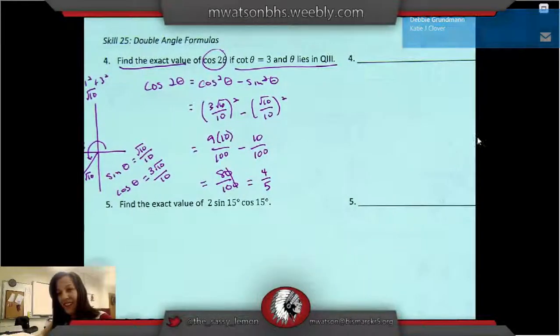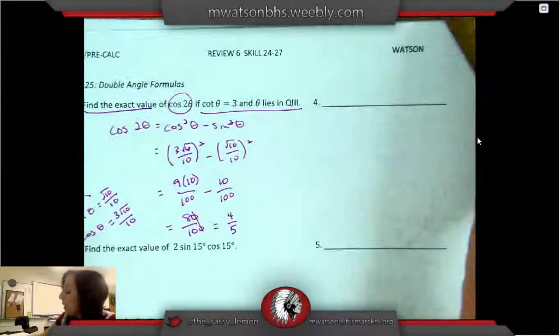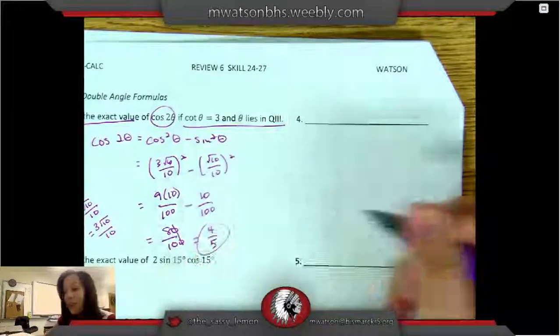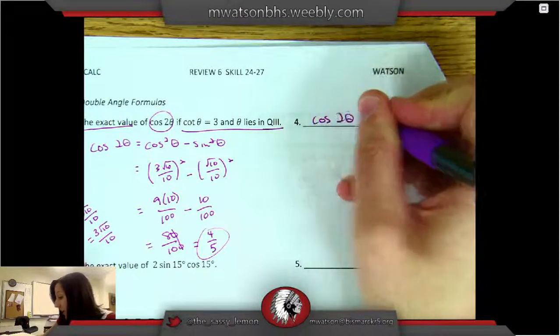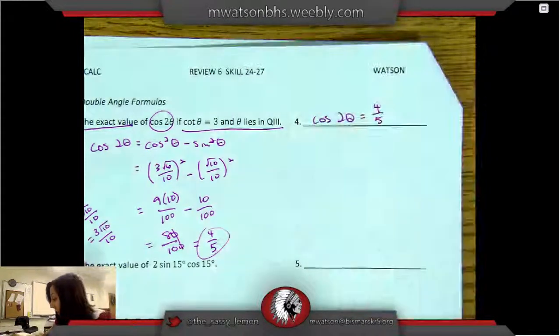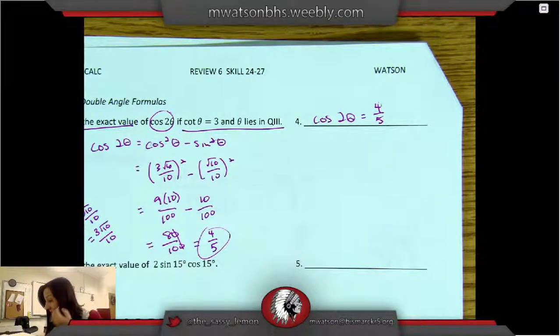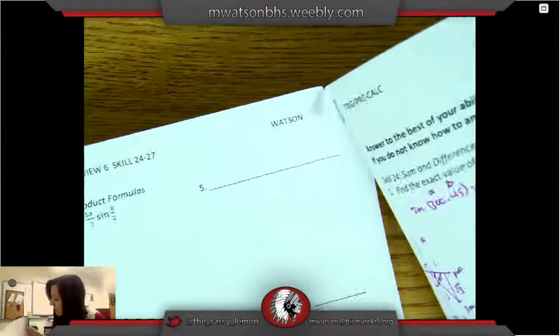And so over here on the line, you wouldn't just write 4/5, you would write cosine of 2 theta is 4/5. And that would be your final answer. Okay.